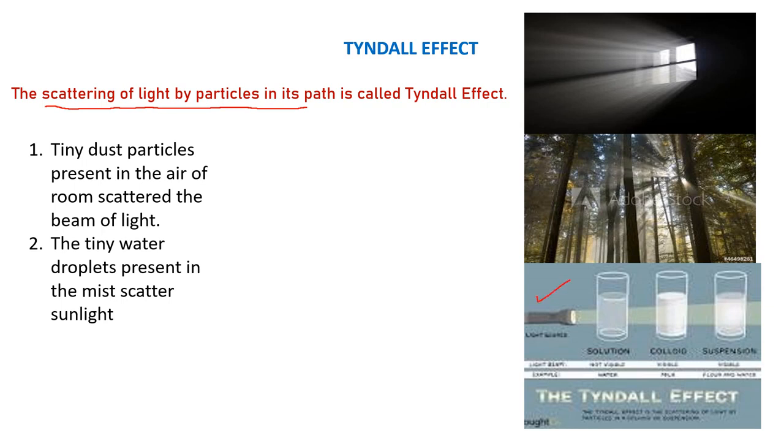Here I am passing a light through three different glasses, and the first one is the solution, right? You have done it last year: when I pass a light ray through the solution, I can't see the path of the light. Why can't we see the path of the light? Because there is very little scattering of light taking place, and the particles present in the solution are very small, less than a nanometer.